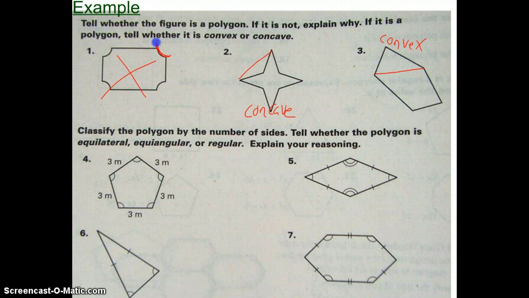All right, looking at example number 4, it says classify the polygon by the number of sides. So 1, 2, 3, 4, 5. Okay, I'm putting these tick marks just to count, not to say that they're equal. I mean, they are because they're all 3 meters, but it's just me counting. So 5 sides, that's a pentagon.